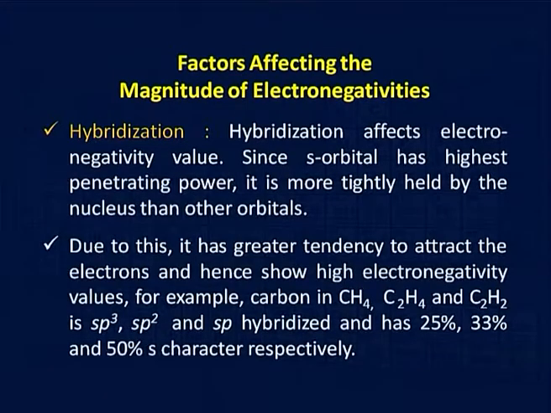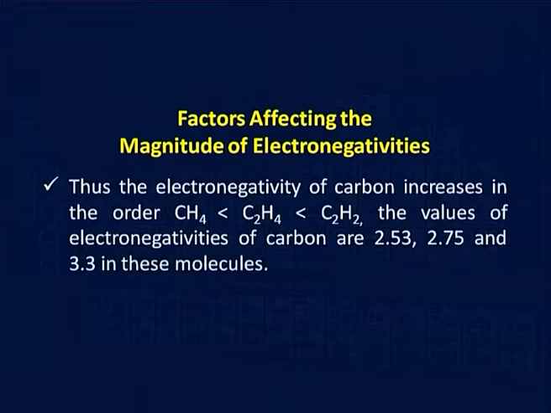So, in this way we find that the percentage of s character increases from sp3 to sp hybrid orbitals, and with this increase in percentage of s character from sp3 to sp, we find that the carbon atom in these compounds has different values of electronegativity. Carbon in methane, CH4, has an electronegativity value of 2.53, because here the s character is 25%, whereas in C2H4, ethene, the s character is 33% and the electronegativity of carbon is 2.75, whereas in C2H2, acetylene, it has 50% s character and its electronegativity is 3.3. So, in this way we see that the value of electronegativity also depends on the hybridization.